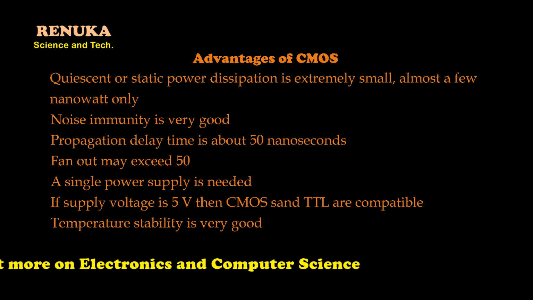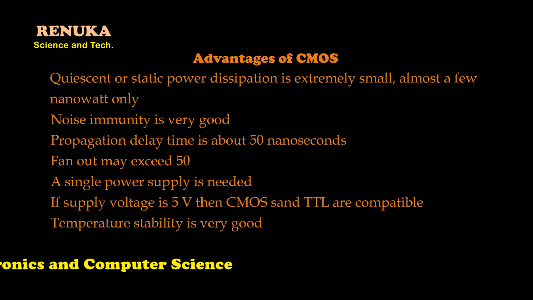Then in CMOS, a single power supply is needed. If the power supply voltage is 5 volt, then CMOS and TTL gates can be interconnected. Then in CMOS, the temperature stability is very good. So these are the advantages of CMOS. That is why we are using CMOS devices in the digital field. So these were the advantages of CMOS.